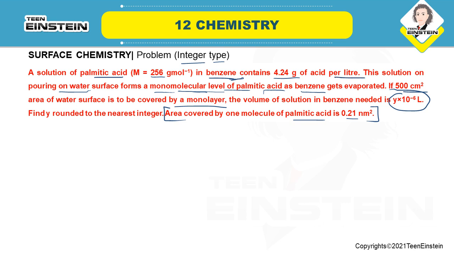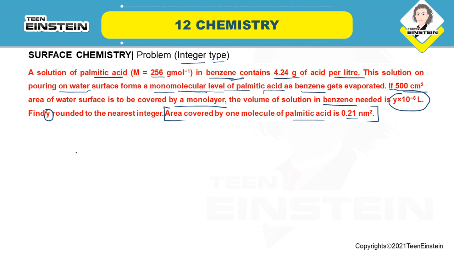Now we are pouring this on the water surface, and after this benzene will be evaporated, and there will be only palmitic acid on the surface of water, forming a monomolecular layer. Now on this water surface, suppose we want to cover 500 centimeter square area by the monolayer. Then what is the corresponding volume of solution in benzene that we have to add? That is, when we are pouring the benzene solution of palmitic acid, what volume should we pour on the surface? That we have to find. So we have to find out y.